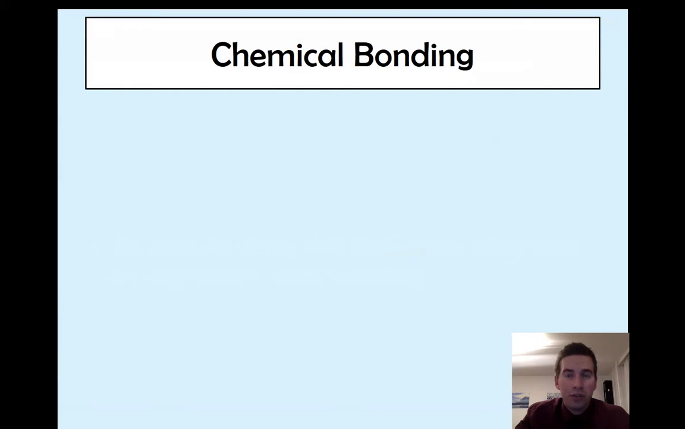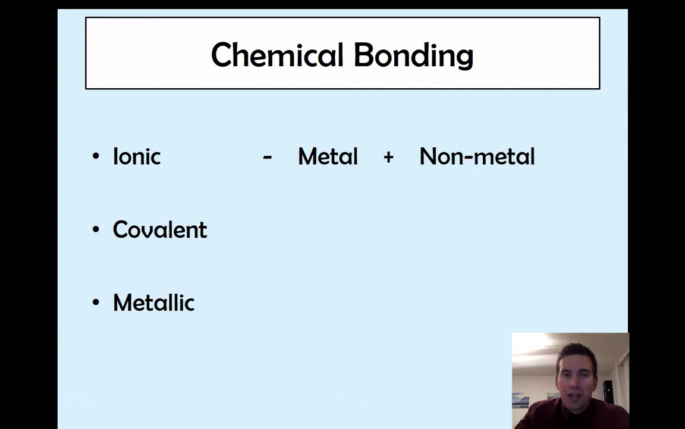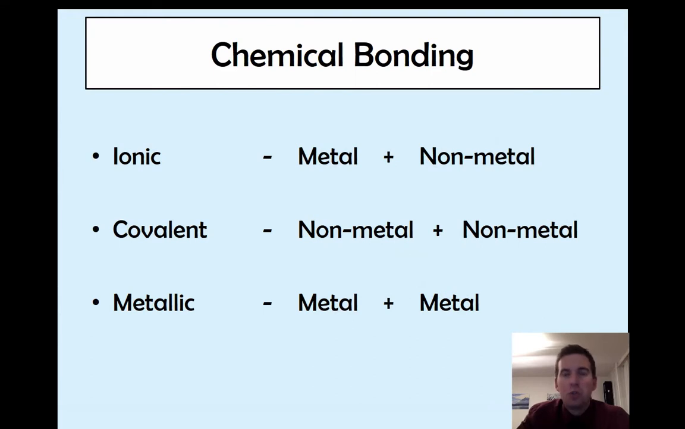So hopefully you can remember what the three different types of chemical bonding are. You have ionic bonding, covalent, and metallic. Now at GCSE, you learned that an ionic bond is formed when a metal element bonds with a non-metal element. That covalent bonding is two non-metal elements joining together. And that metallic is obviously two metal elements joining together.